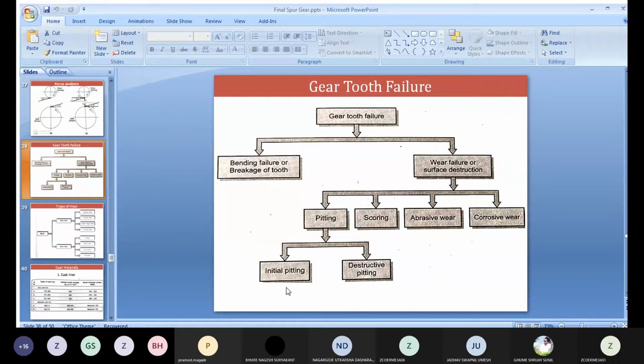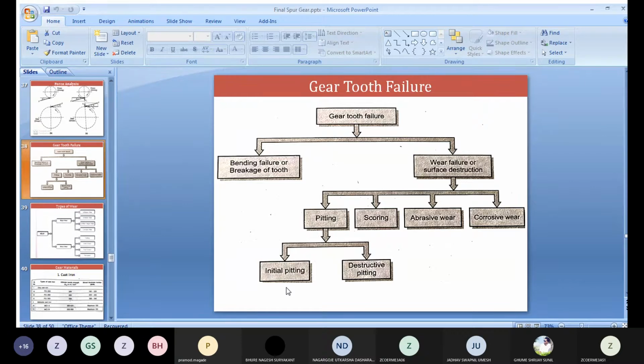So that is called the initial pitting. But still, the crack mark remains on that tooth. It will break after some cycles, but with initial pitting we can run it as it is, correct? But in the case of destructive pitting, we cannot cover that crack portion by adding material or by welding. It is not possible.